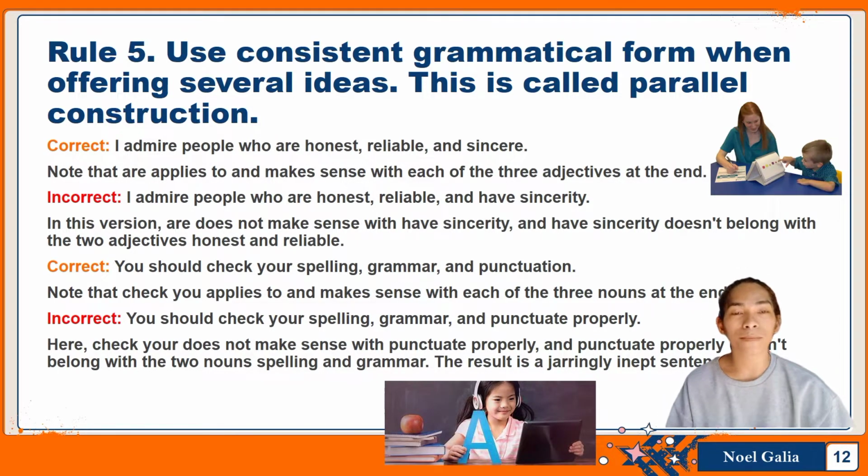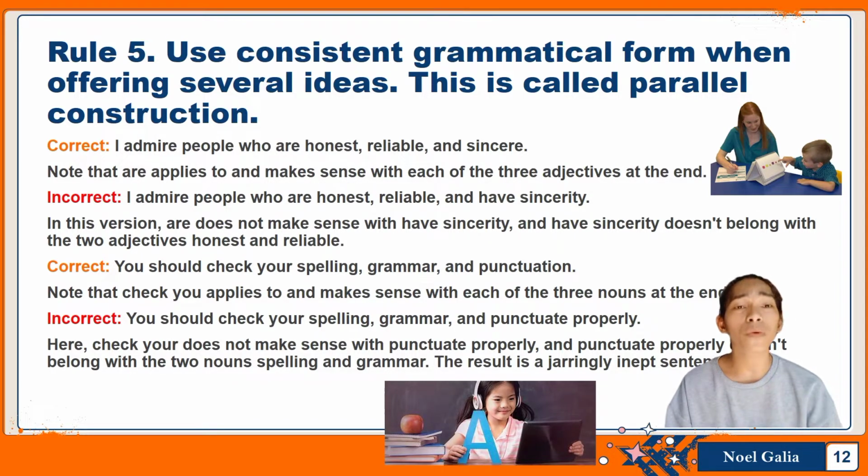Another example. Incorrect sentence: you should check your grammar, spelling, and punctuate properly. Here, check your does not make sense with punctuate properly, and punctuate properly does not belong to the other two nouns, spelling and grammar. The result is a jarringly inept sentence.